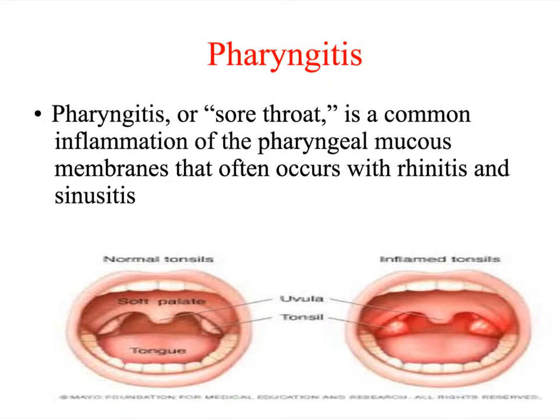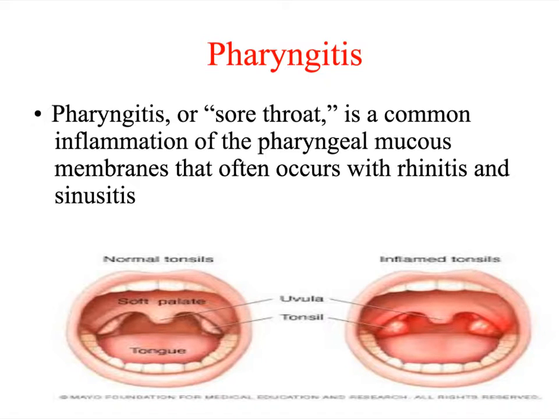So if you've got an inflamed nasal passageway and inflamed sinuses, you can have some dripping, especially at night. If they lay flat, it can drip in the back of their throat. So a lot of times they'll wake up in the morning coughing and with a sore throat. That's a postnasal drip associated with rhinitis and sinusitis.